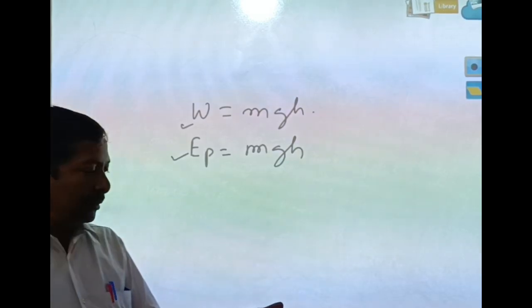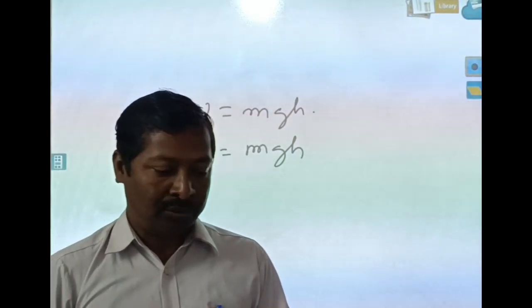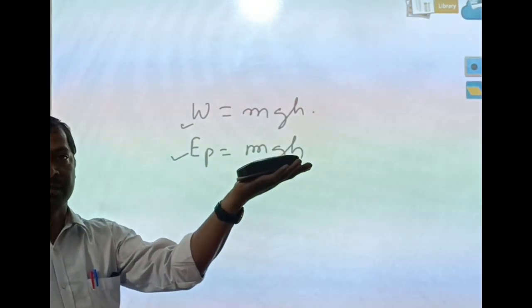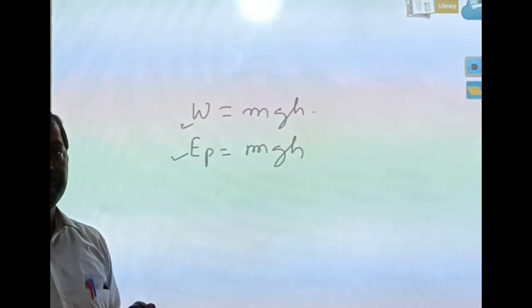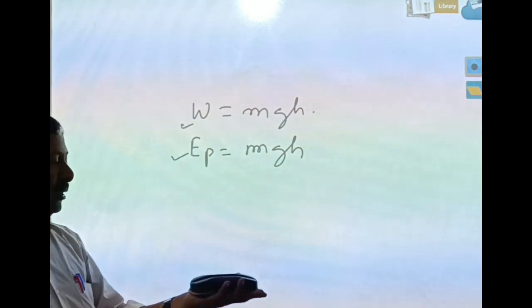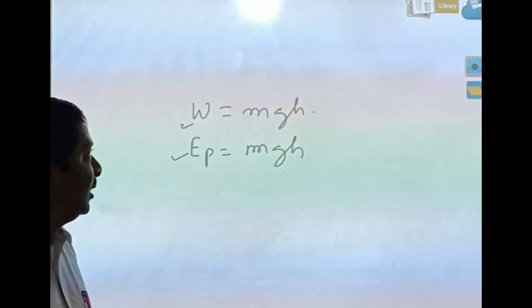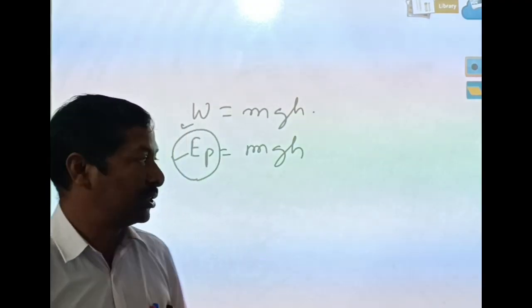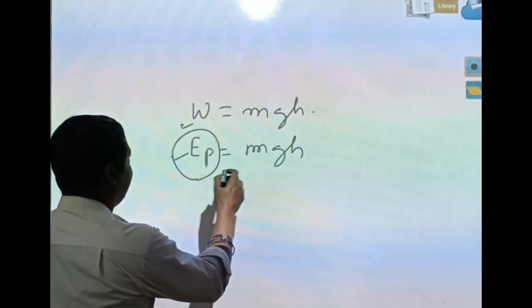The work done by my hand to raise the duster to a certain height is the potential energy. So it gains some energy by working on this duster, and this energy is called potential energy. That's why EP is also mgh. So potential energy depends on what?